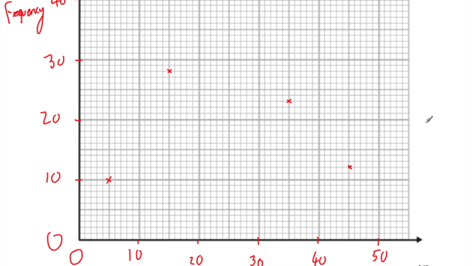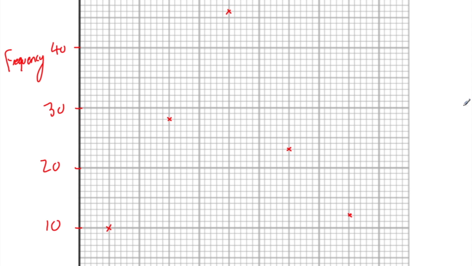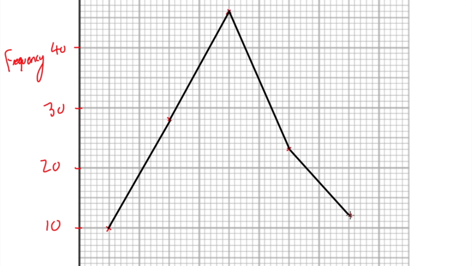Now we're just going to get a ruler and pencil and join those points up. So we'll get our ruler and pencil. And we'll join up the first point to the second, to the third, to the fourth, and the fourth to the fifth. And that's it. So we've drawn our frequency polygon, and that's it.